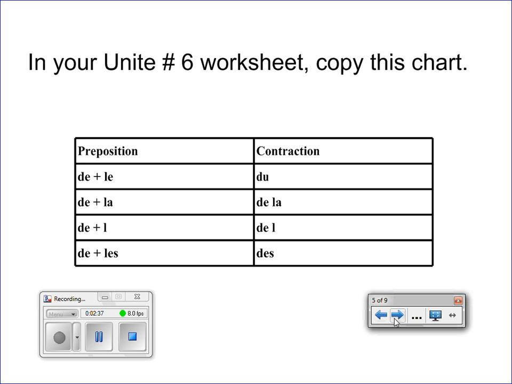Okay, very similar chart, working with de. So our contractions are du, de la, de l'apostrophe, and des. So please put the video on pause so that you can take a picture of this slide, or you can copy down this chart on a piece of paper. Okay, and as we proceed, you're going to see why I wanted you to have either pictures of these 2 charts or handwritten copies beside you, because they're going to help you with the coming activities.